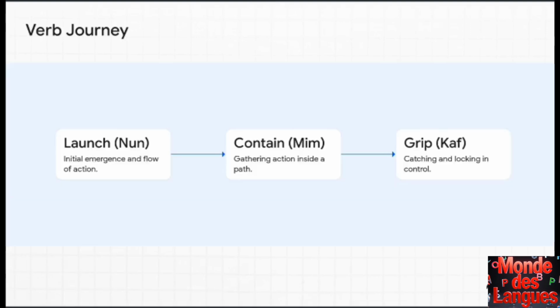Watch how this builds into a complete cycle. We can practically map out the hero's journey of an entire verb here. Step 1, launch and extension, governed by nun. The action begins and flows outward. Step 2, containment and formation, governed by meem. The action is gathered and moved inside a specific path. And step 3, grip and stability, governed by kaf. The action catches its object and locks into ultimate control. It's literally a flawless mechanical sequence happening right beneath the surface of the words.